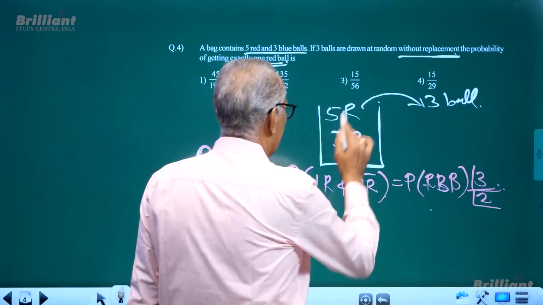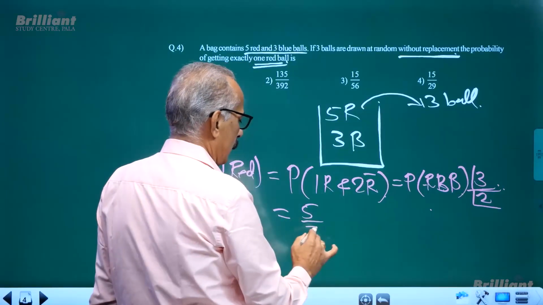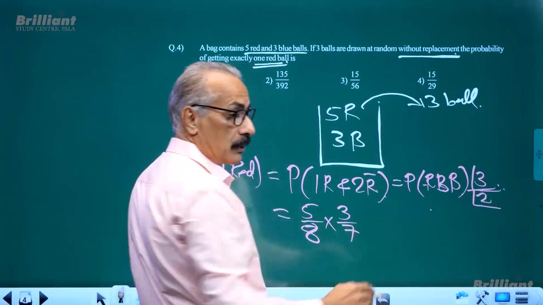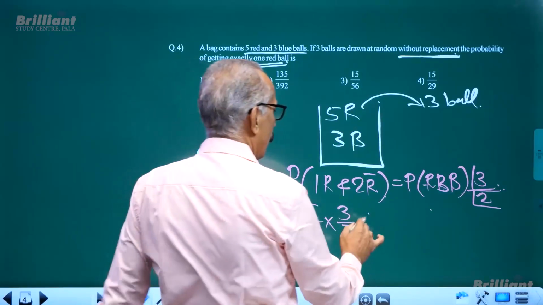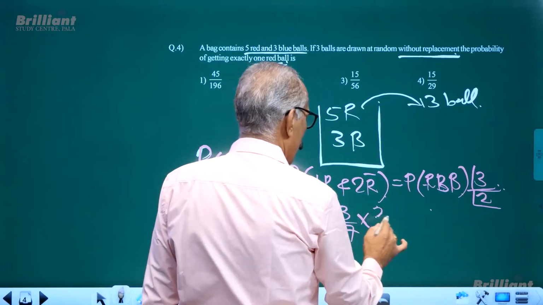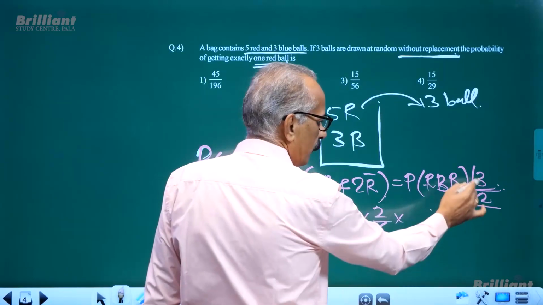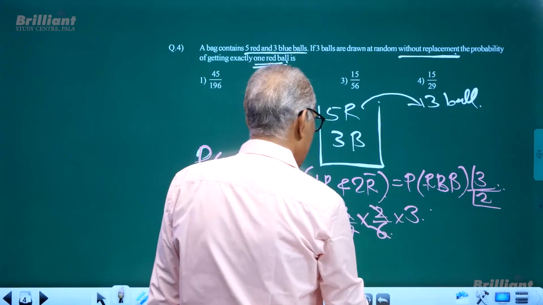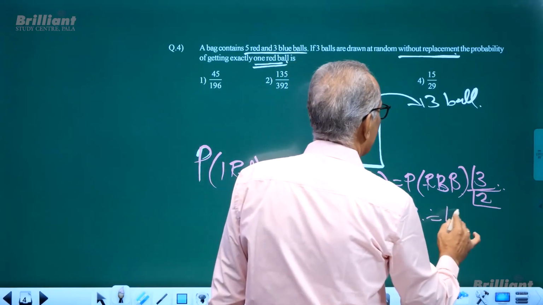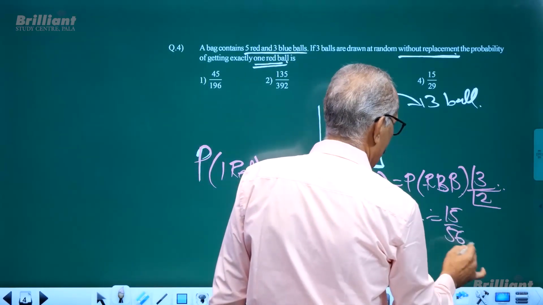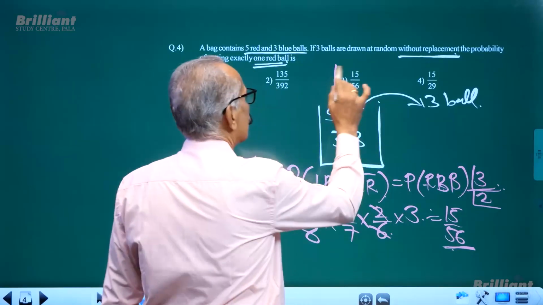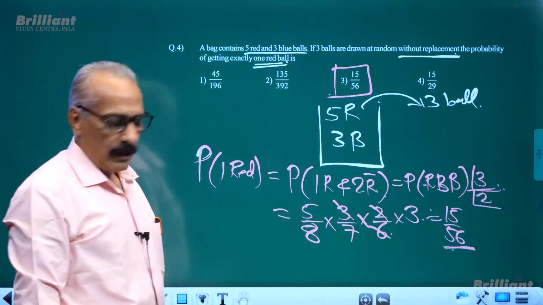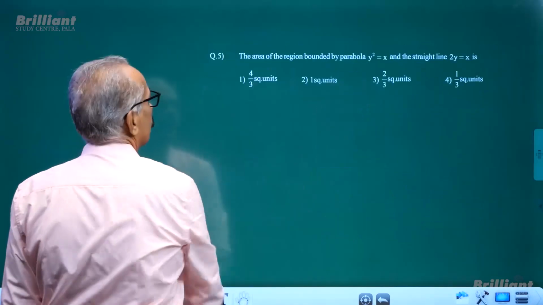So what's the probability that the first is a red? That will be 5 by 8. Next is a blue. That is 3 divided by 7. This is without replacement. Into, next is a blue. That will be 2 divided by 6 into 3 factorial by 2 factorial is 3. This 3, this 2, 6 cancelled. So 15 divided by 56 is your answer. 15 divided by 56. So 3 is your answer. Answer of your 4 is 3. Okay, on to the next.